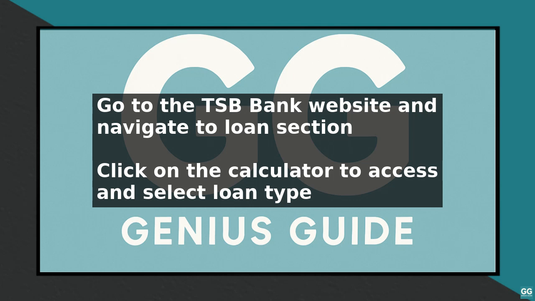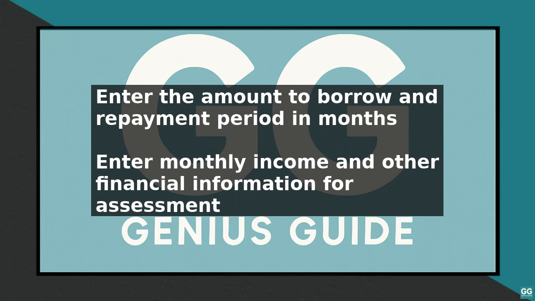Next, enter the amount you want to borrow and the repayment period in months or years. The calculator will then ask for your monthly income and other financial information to assess your affordability. After entering the required details, the calculator will provide you with an estimated monthly repayment amount and the total amount repayable over the loan term. It will also display the annual percentage rate and other relevant loan details.